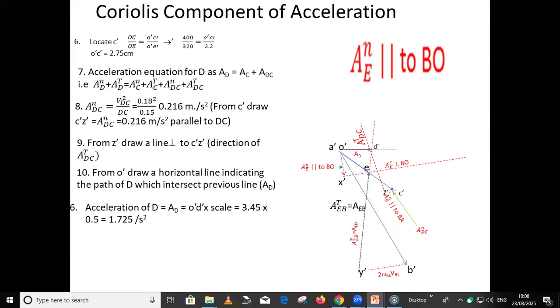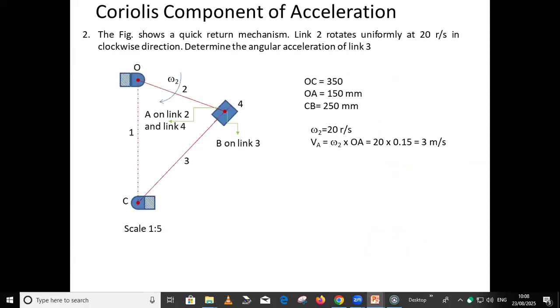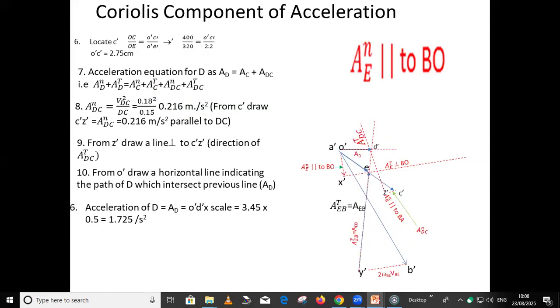Finally, it has been asked to measure the acceleration of the slider. So just measure o dash d dash, scale into scale. So 3.4 into 0.5, we have 1.725 meter per second square. So we can determine the Coriolis component of acceleration for this intermediate slider position. This is all about how to plot the Coriolis component of acceleration for a slider which is mounted on an intermediate link. Okay, stop here.